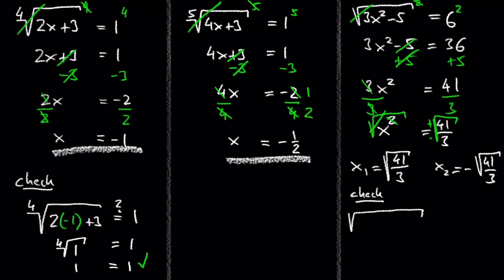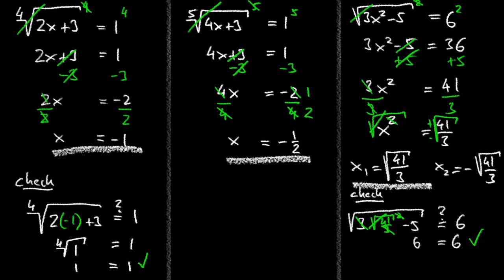The square root of 3 times the square root of 41 over 3 squared minus 5 equals 6. The square root and the square cancel each other out. 3 times 41 over 3 is 41. 41 minus 5 is 36, and the square root of 36 is 6. So we get 6 equals 6, which is true. So the square root of 41 over 3 is a solution for this problem.